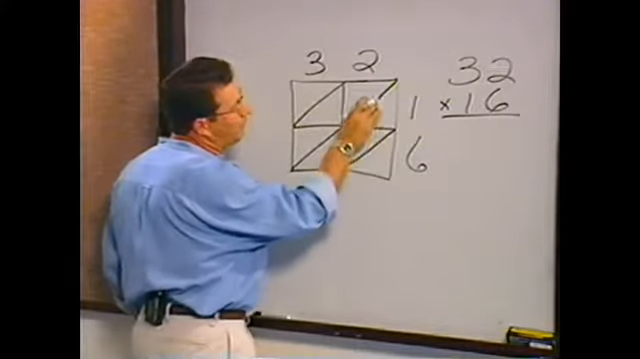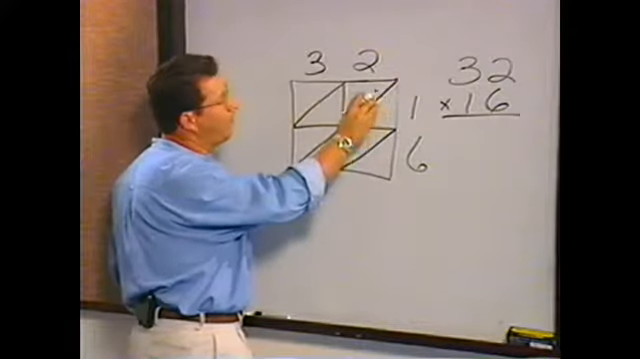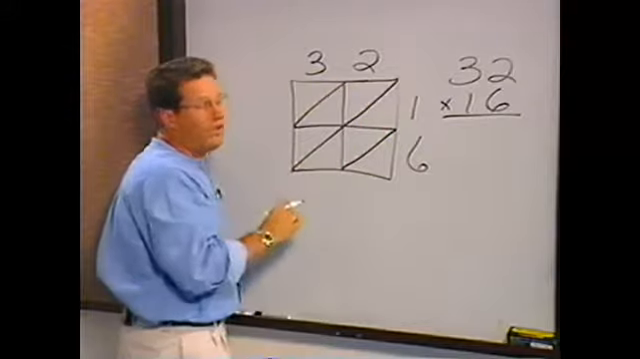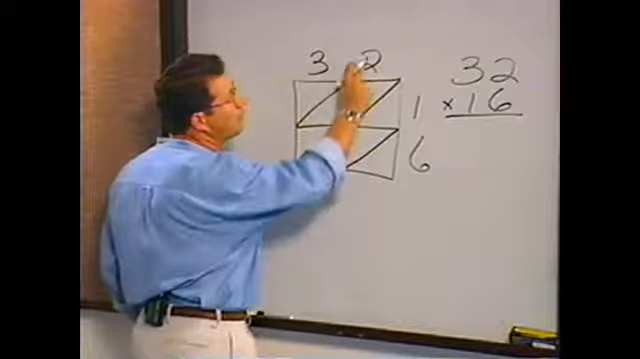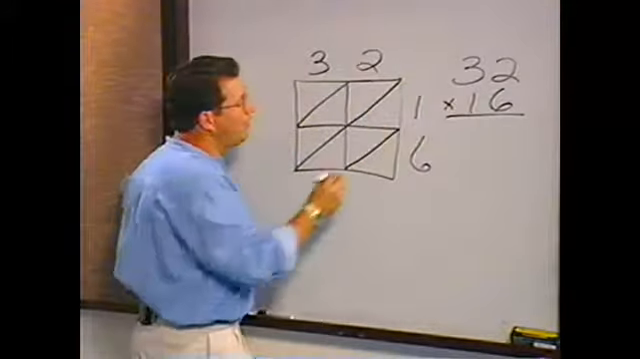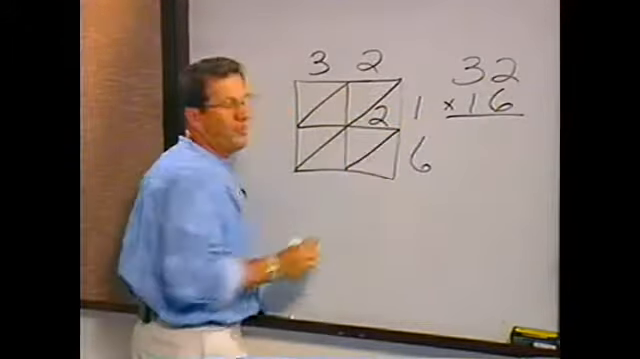Here's how it works. The bottom right is for the ones, and this is for the tens. The bottom is for the ones, the top is for the tens. That's all you have to remember. So 2 times 1 is 2, so the 2 is going to go in the bottom of the box.